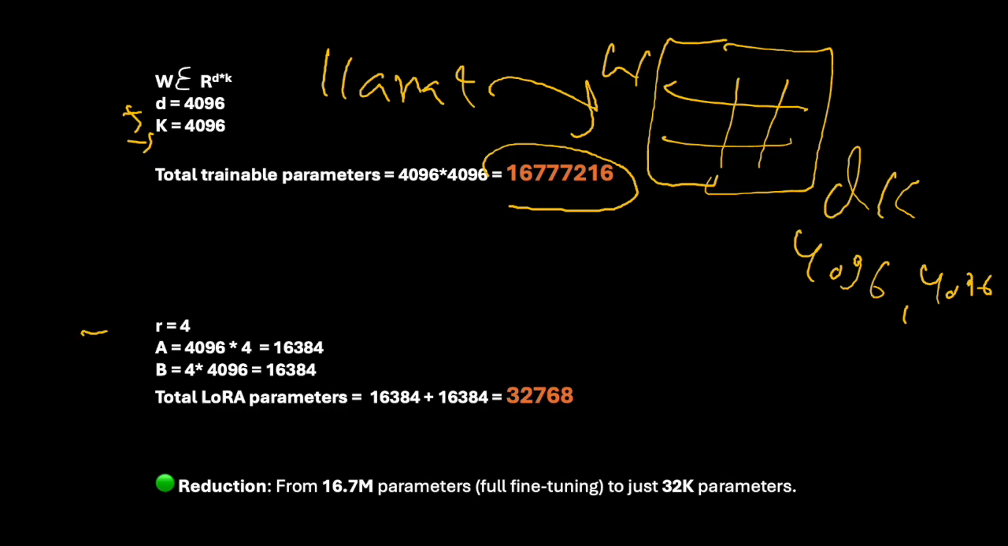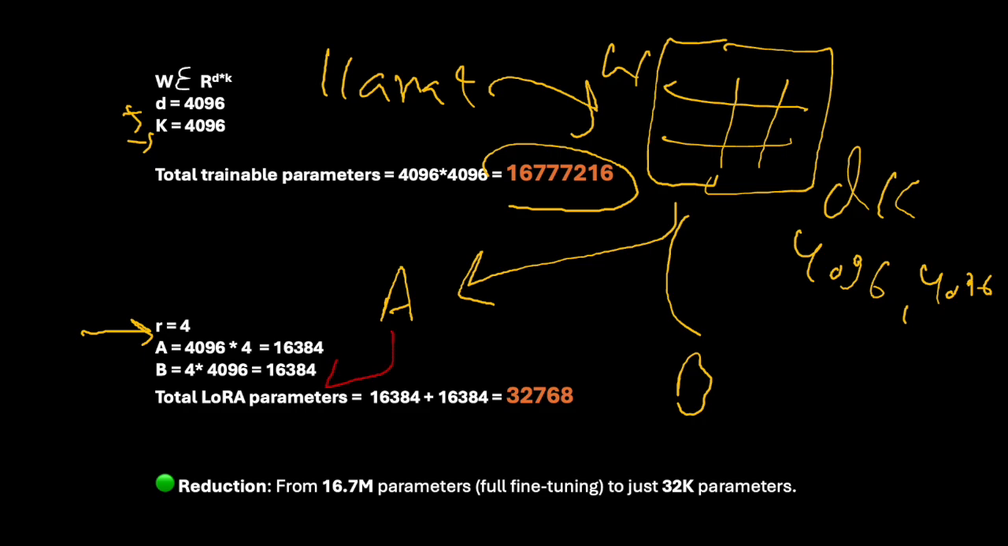So let's suppose we are going to use rank 4 here, and the matrix A, this big matrix, is decomposed into two matrices, matrix A and matrix B. So matrix A is this and matrix B is this here.